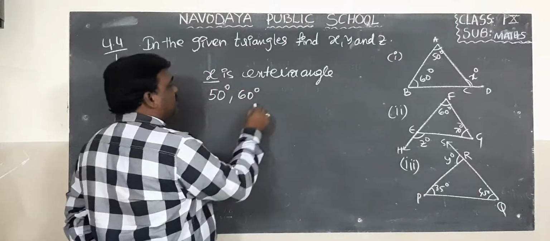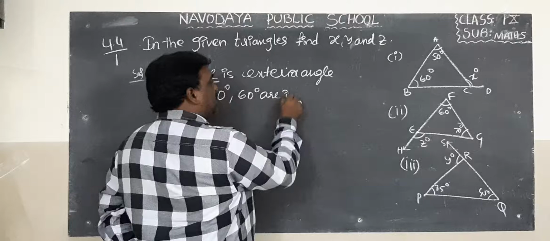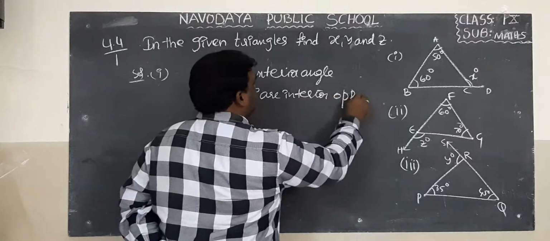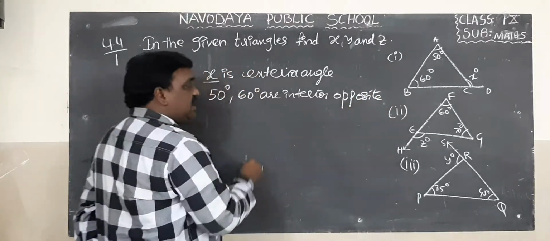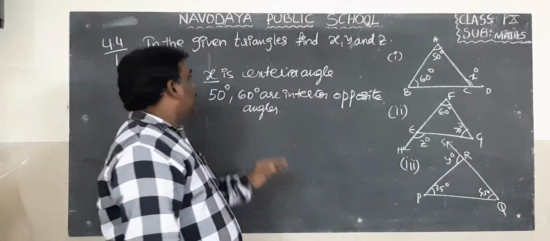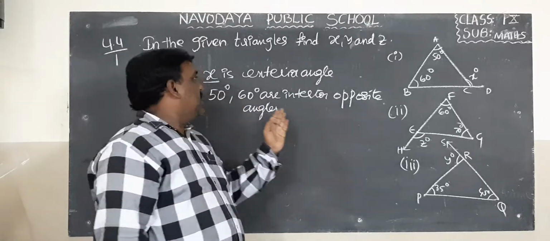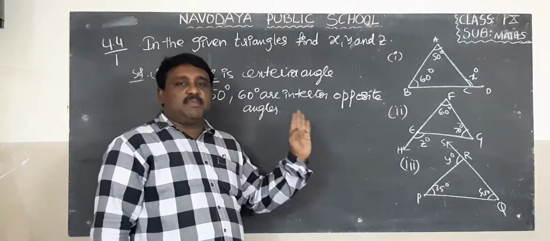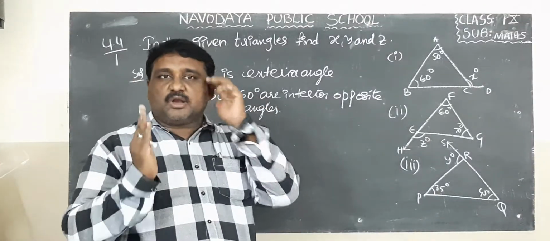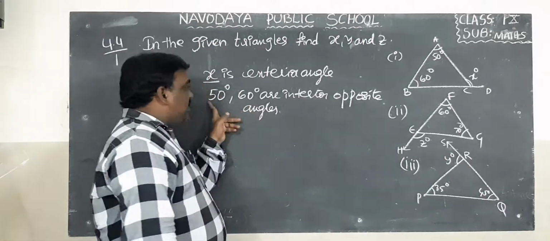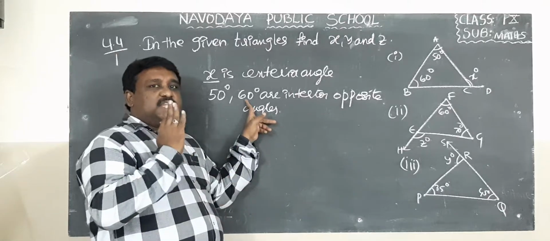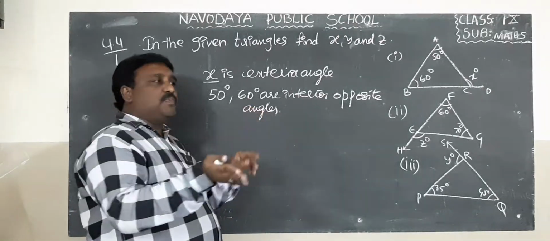50 degrees, 60 degrees are interior opposite angles, not adjacent. Interior opposite angles. So what are the angles in the first diagram? X is exterior angle. Number 2, 50 degrees, 60 degrees. They are interior opposite angles, but not adjacent angles. 50, 60, they lie opposite to X. So exterior angle, interior opposite angles.